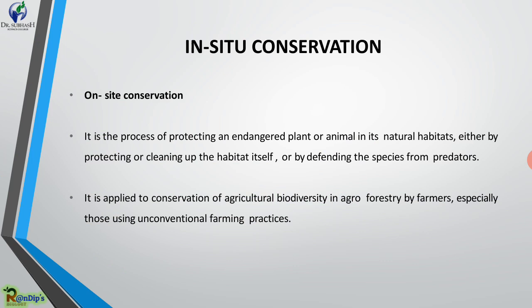What we are studying now is in detail in situ conservation. On-site conservation is the process of protecting an endangered plant or animal in its natural habitat, either by protecting or cleaning up the habitat itself, or by defending the species from predators. It is applied to conservation of agricultural biodiversity in agroforestry by farmers, especially those using unconventional farming practices.